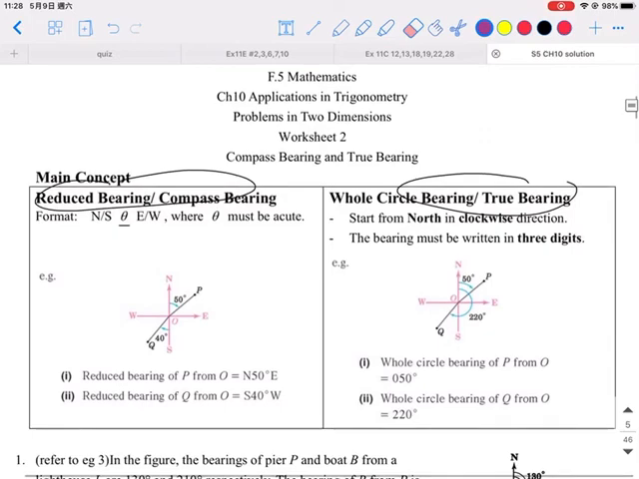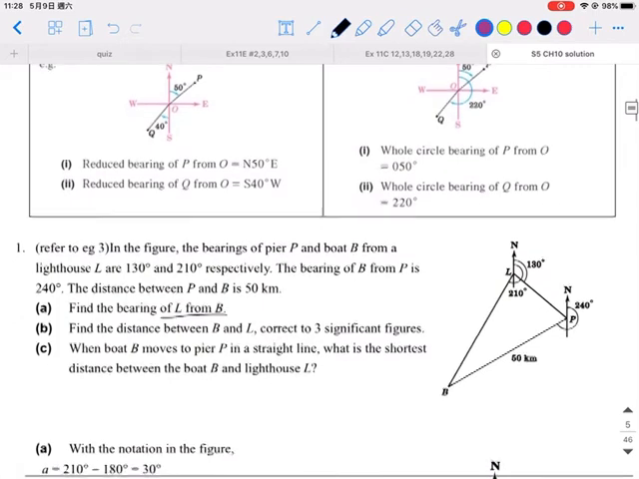This is the chapter 10 worksheet 2. Last time we learned about the concept of reduced bearing and the true bearing, so you have a basic concept about this one. So let's go through question number 1.